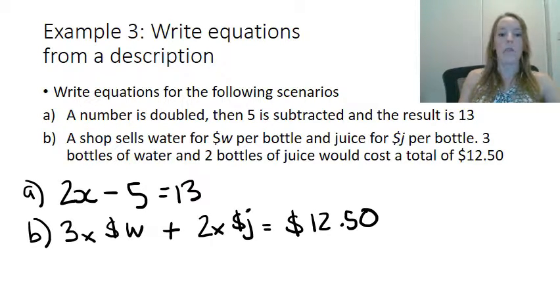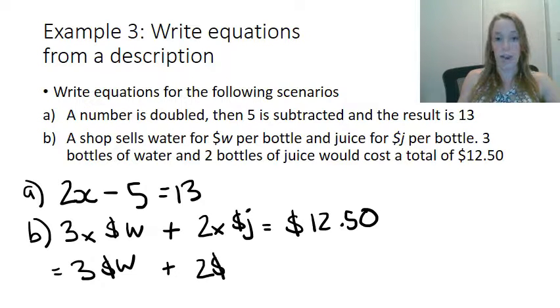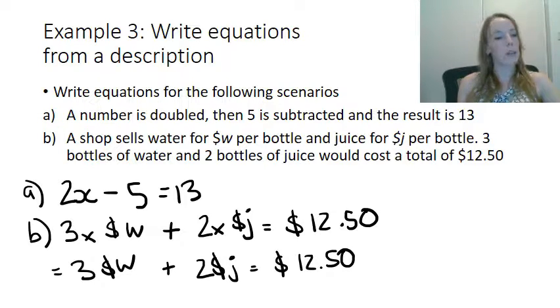$12.50. So that's not really written algebraically. So we're going to simplify that and get rid of our multiplication signs. And that would be our equation for that word expression there. You can see I've just read the words and we've turned it into an expression, making sure we've got a left-hand side and a right-hand side.